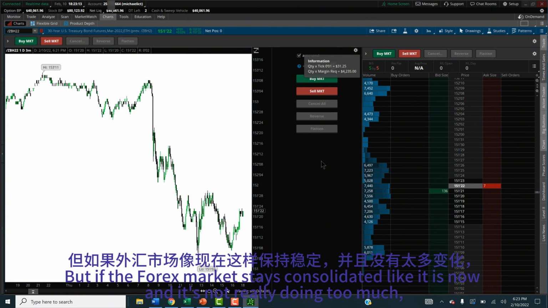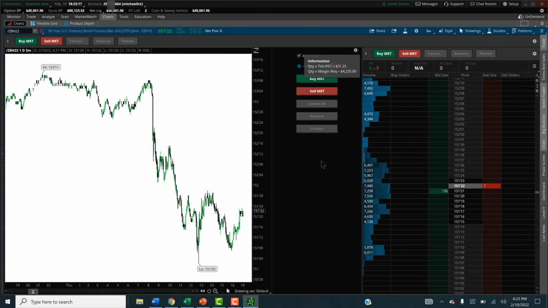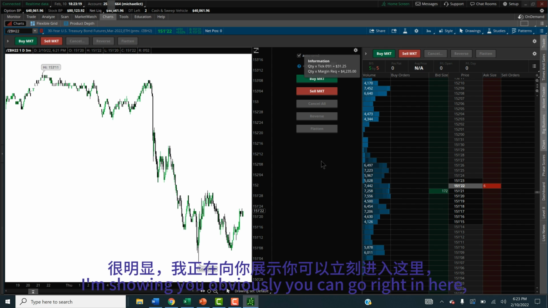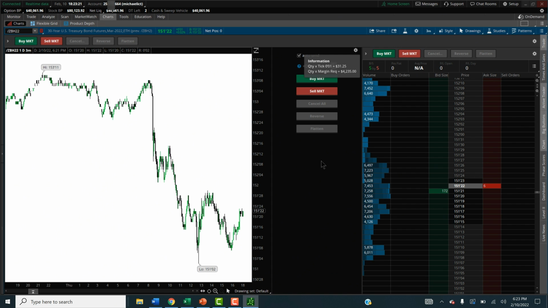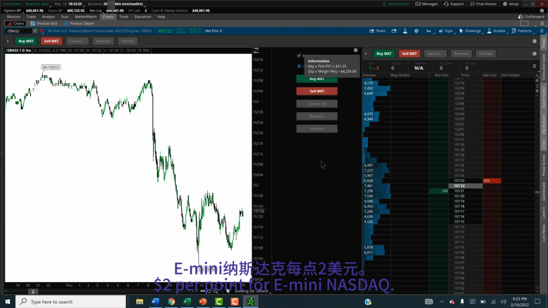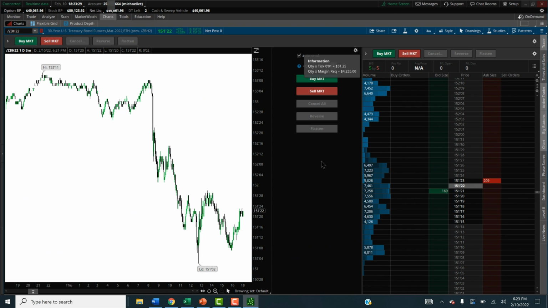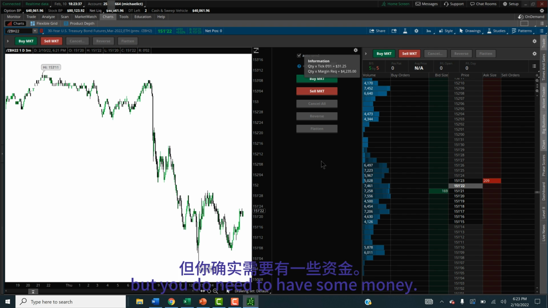But if the Forex market stays consolidated like it is now and it's not really doing too much, I'm showing you, obviously, you can go right in here and trade micros, $5 per point for E-mini, $2 per point for E-mini NASDAQ. Yeah, it's doable, folks. You can still generate profits with that, and you don't need a very large account. But you do need to have some money, obviously.